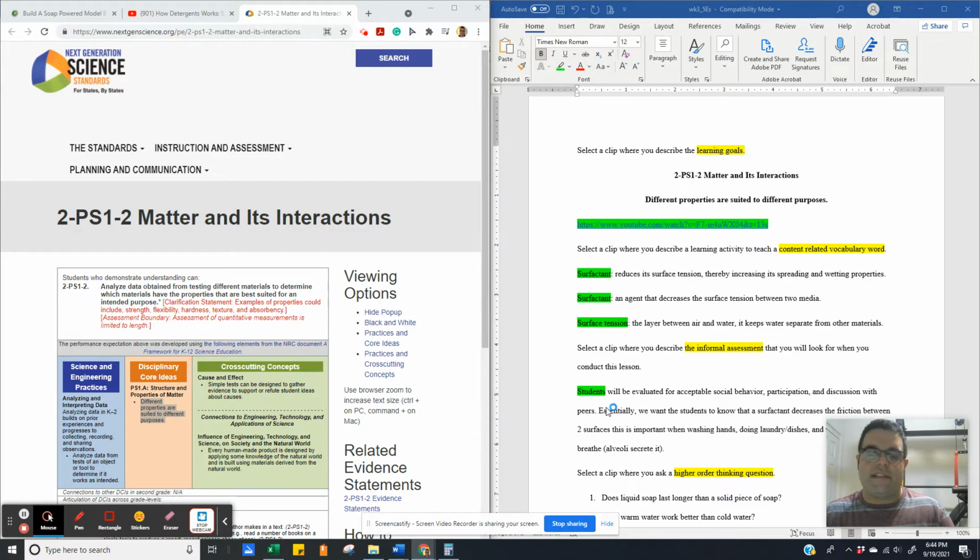We're doing the science experiment for second grade. This will be under the Next Generation Science Standards, NGSS 2-PS1-2, which is matter and its interactions. The main concept here is different properties are suited to different purposes.